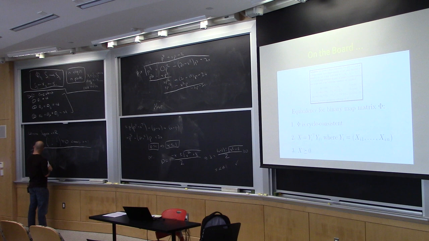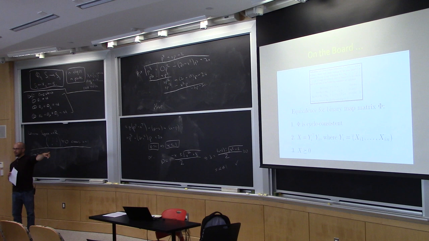That's saying if my maps are cycle consistent, then this thing is low rank. We already justified that because that's exactly the same as saying I map everything to the first row and then I map them all back out. And that's exactly the second expression. Okay? So, done. Okay. 2 implies 1.